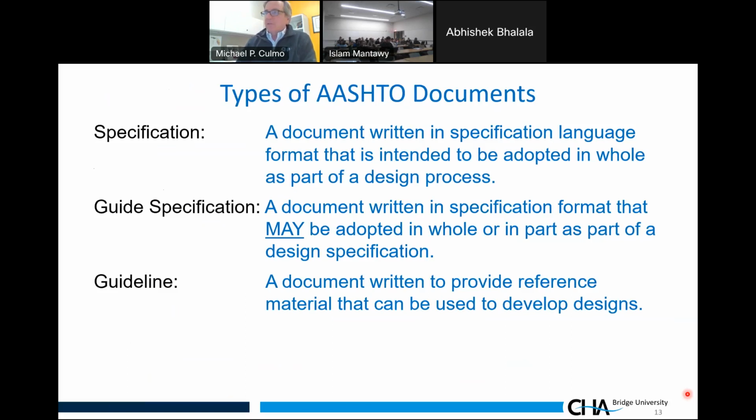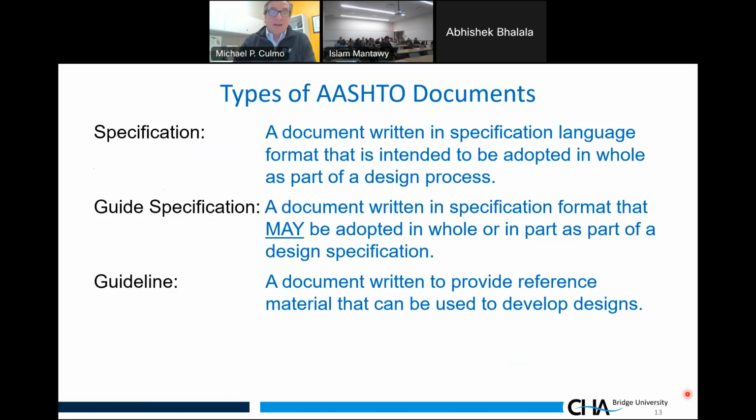So the best way to describe a guide specification is an optional document. It's a document that you can use. You don't have to use it, but an owner might say, I want you to use this guide specification, and this is what you should base your design on. A good example would be the guide specification for design of pedestrian bridges. A lot of states will say, if you're going to design a pedestrian bridge, you design using that guide specification and treat it the same as you would a full specification.